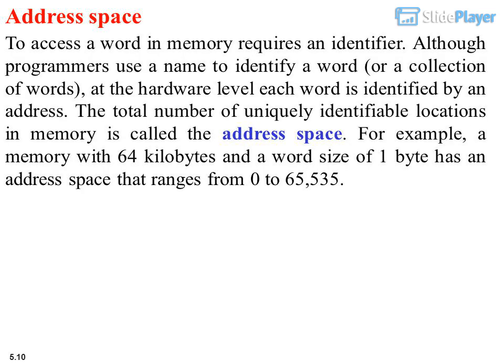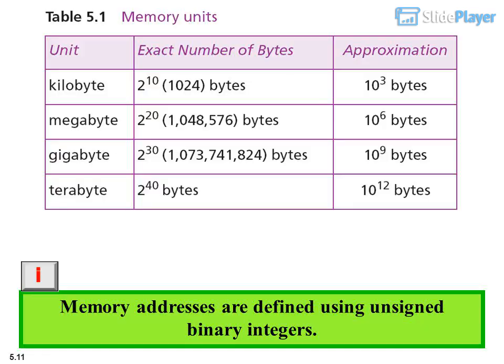Address space. To access a word in memory requires an identifier. Although programmers use a name to identify a word, or a collection of words, at the hardware level each word is identified by an address. The total number of uniquely identifiable locations in memory is called the address space. For example, a memory with 64 kilobytes and a word size of 1 byte has an address space that ranges from 0 to 65,535. Memory addresses are defined using unsigned binary integers.